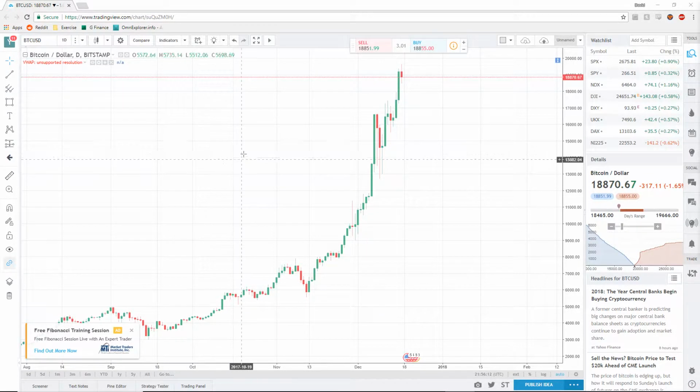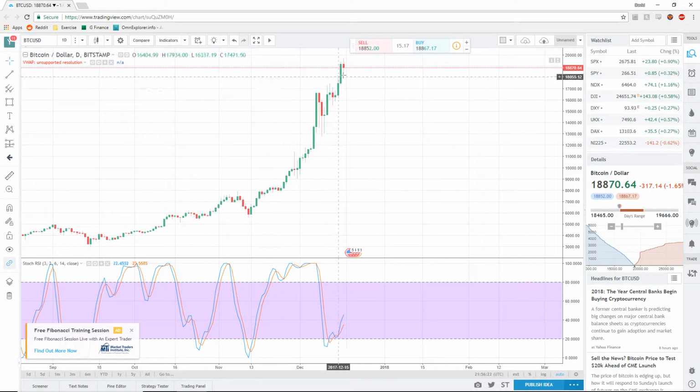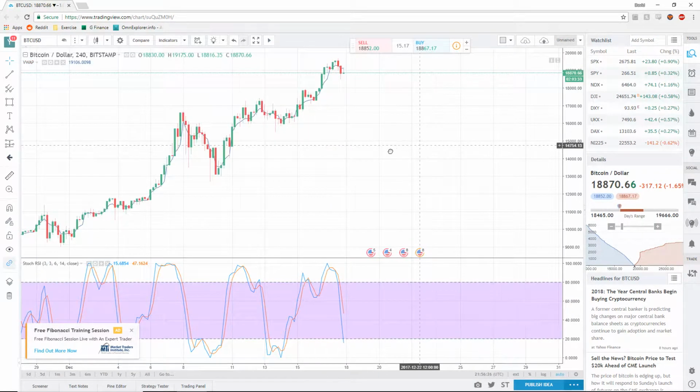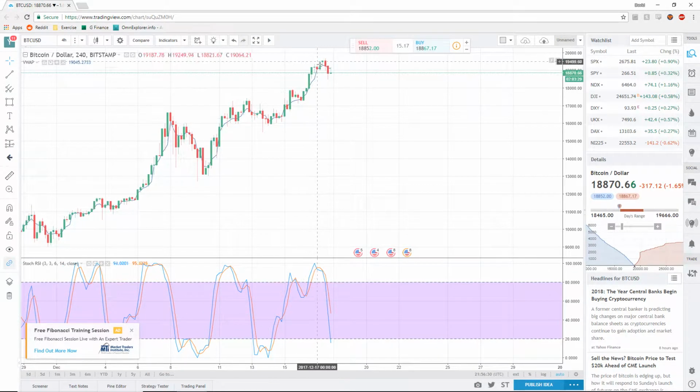And so here we have Bitcoin US dollar on the daily chart, and we have the stochastic RSI at the bottom. It's going up right now. So it looks like on the daily, it wants to continue to go up. On the 4-hour chart, it looks like it's going down. And so this could be it retracing.